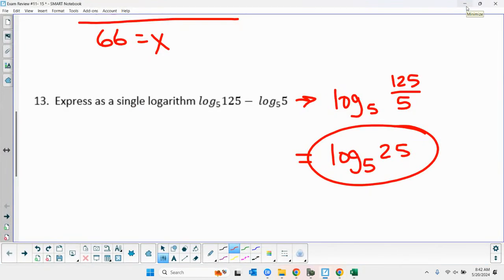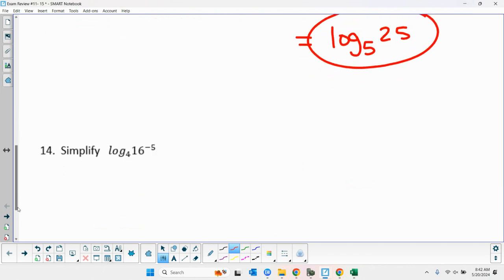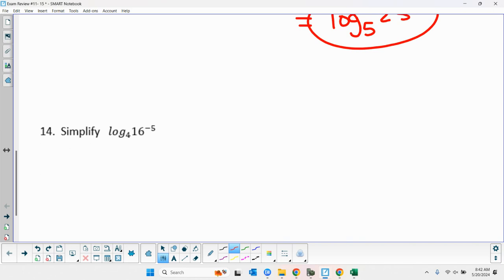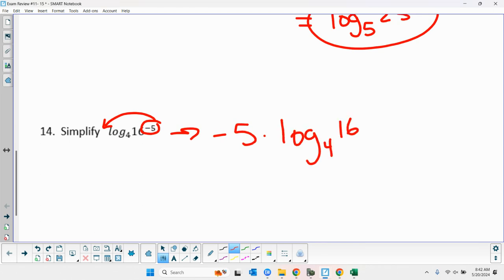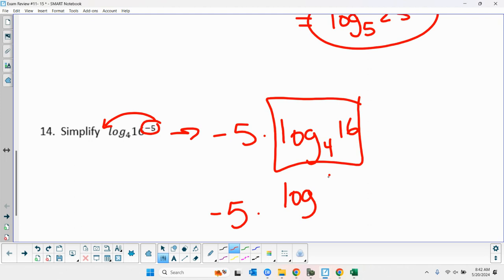All right, number 14. All this is calculator stuff. Okay? There's a rule that we've learned, since it's a log. We used it on that first problem we did today. We can put that out front. So I can rewrite this as -5 times log base 4 of 16. We learned this change of base formula, which was log of the 16, the big number, divided by log of the base. So that's all we put in our calculator.